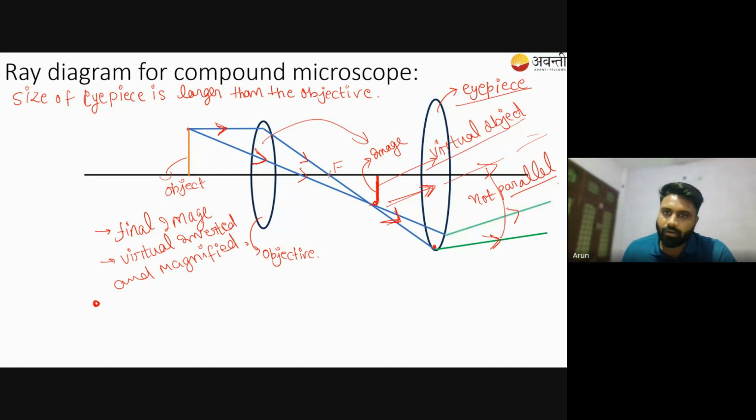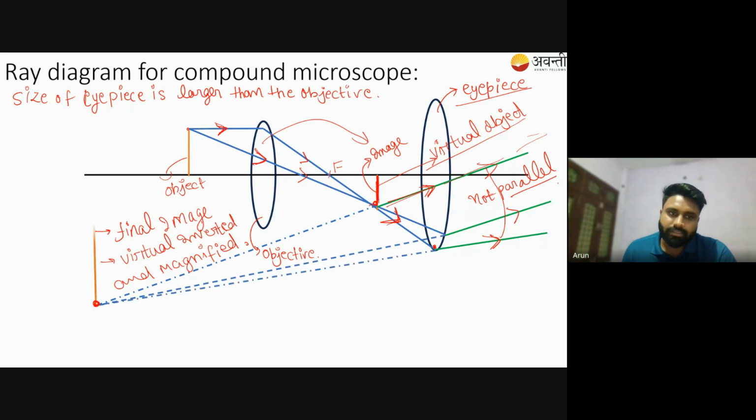Okay. Now, because these rays are not parallel to each other, they will not meet on this side. Got it? These rays will not appear to meet on this side, so they will appear to meet on the back side if I extend them. So here a very big image has been formed, a very magnified image. This is the final image formed by this compound microscope. Okay. This is virtual, inverted, and magnified.